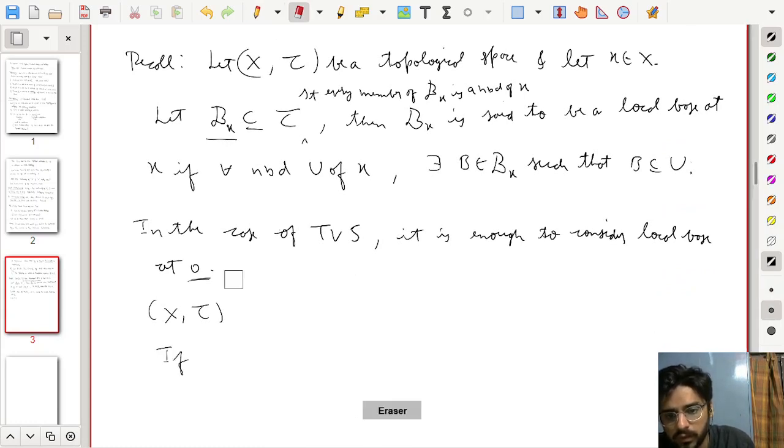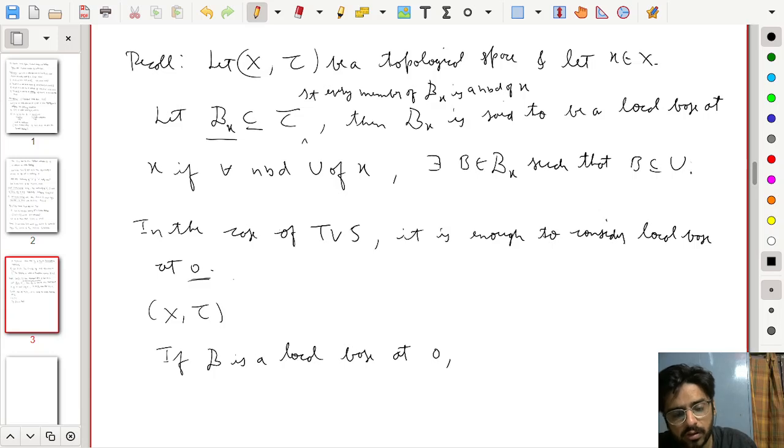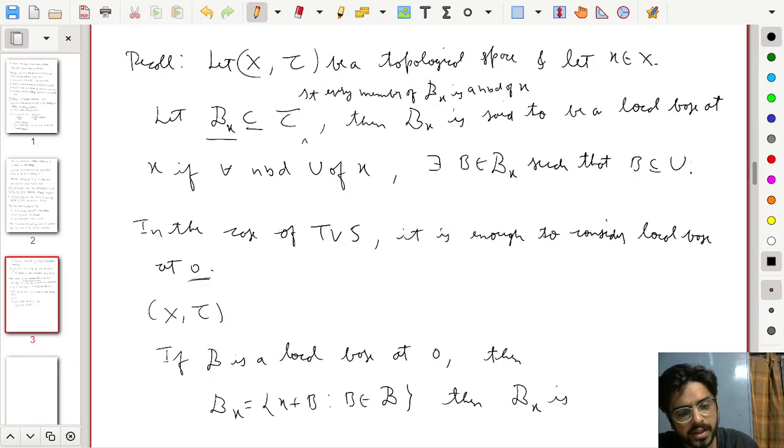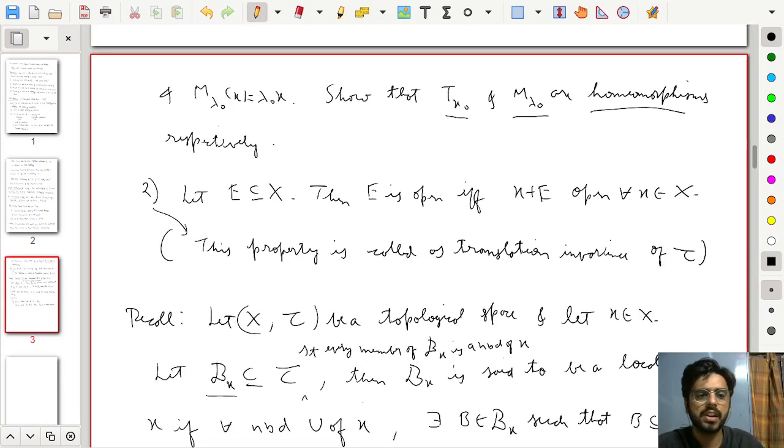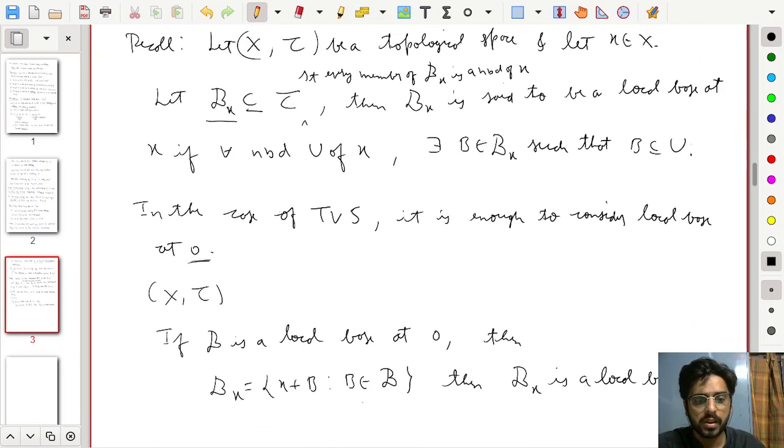If script B is a local base at 0, then we consider this B sub x. We consider x plus B, where B belongs to script B. Then this B sub x is a local base at x, right? This we get from the translation invariance of tau, right? Okay.